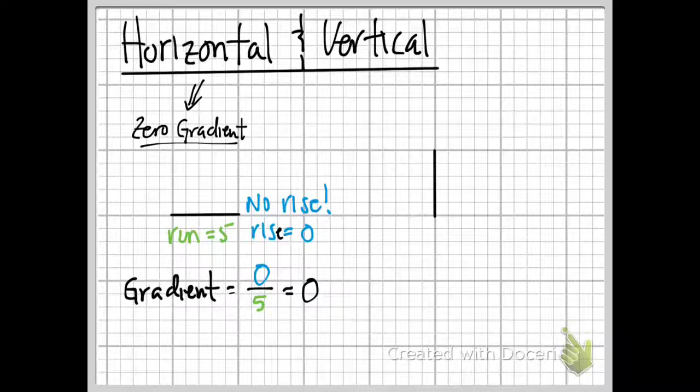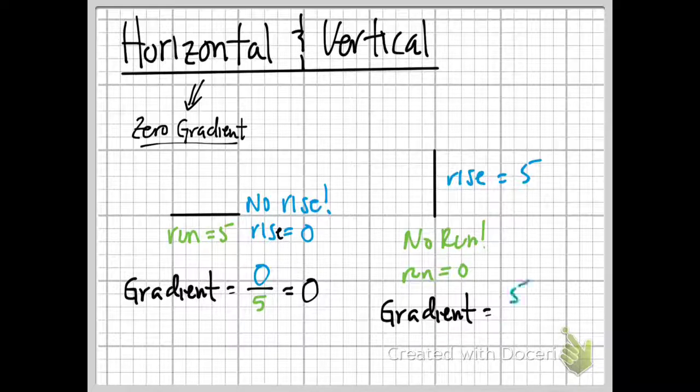Here's a nice vertical line. Okay, this one has a rise of 5. Okay, it does have a rise, but it doesn't have a run, no run. So the run in this case is 0. Okay, so when we go to calculate our gradient it is 5 over 0. 5/0, well, you can't have 5/0, right? It doesn't make any sense. It just can't happen. If you plug that into a calculator, it'll tell you it's undefined. It can't do it. It's just one of those things that in math, it's just not allowed.